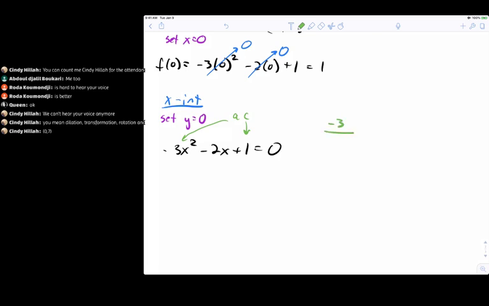I'm going to just go through the list. So we have -1 and 3. Notice those multiply to give us -3. And actually, we need to switch the signs. They add to give us -2.